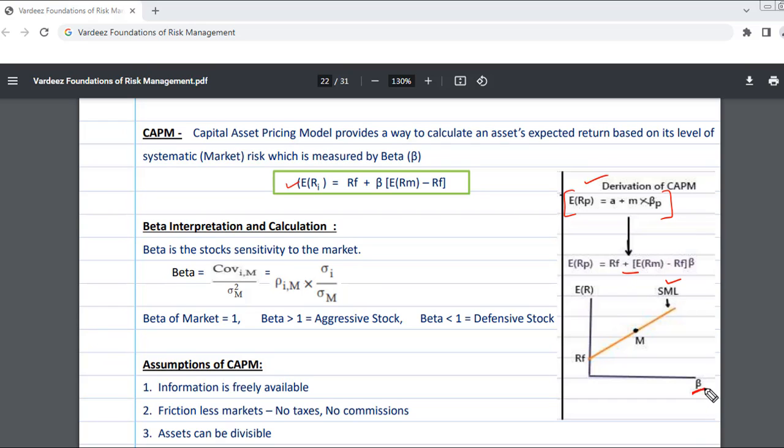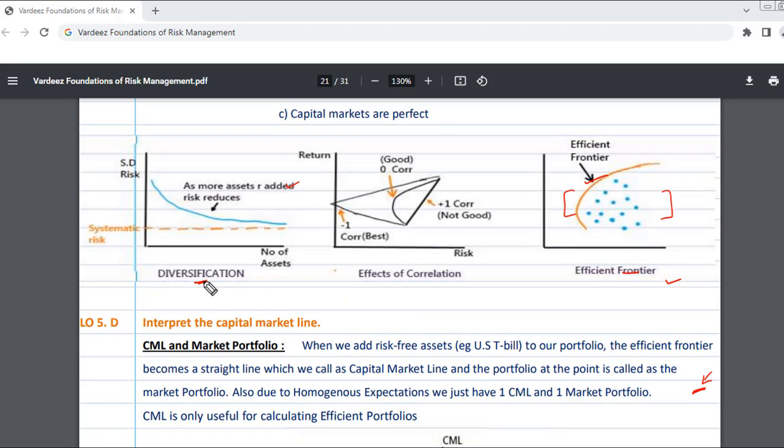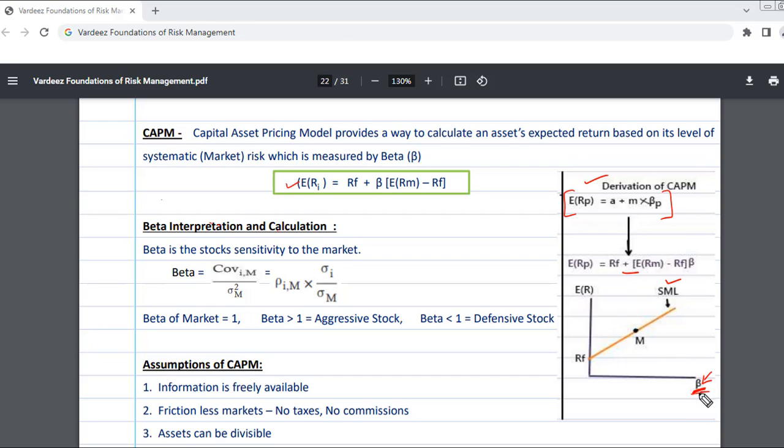The x-axis here considers the beta. Remember, when we were talking about diversification, I told you that this risk reduces, but there is some element of risk involved, and that is the systematic risk. You cannot diversify that. So the CML actually considers the entire standard deviation, and the SML actually considers only the systematic risk. So that's the only difference that you need to understand between the CML and the SML.